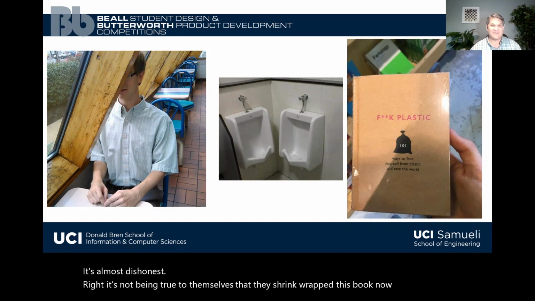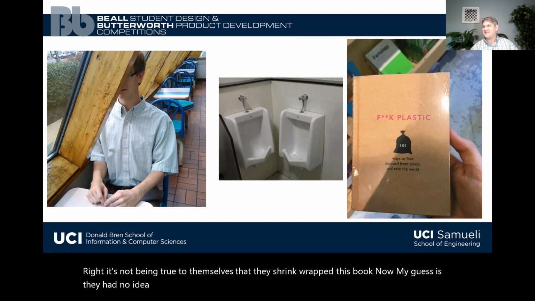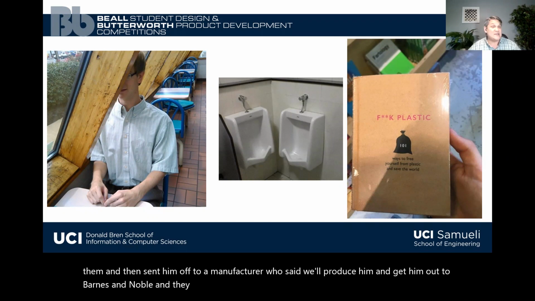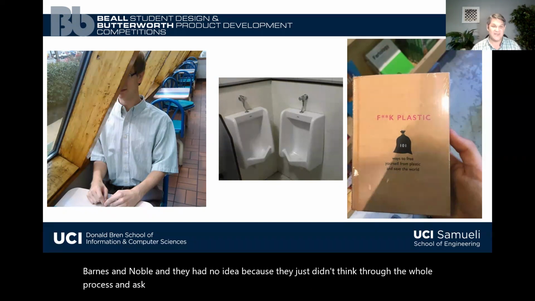Now, my guess is they had no idea. They probably had them made. They built, you know, made these books and designed them, and then sent them off to a manufacturer who said, we'll produce them and get them out to Barnes and Noble. And they had no idea, because they just didn't think through the whole process and ask the questions to realize they're going to shrink wrap them.